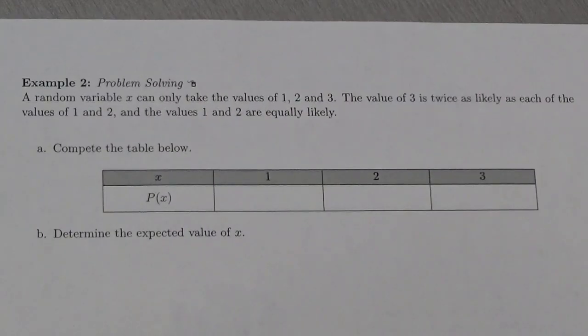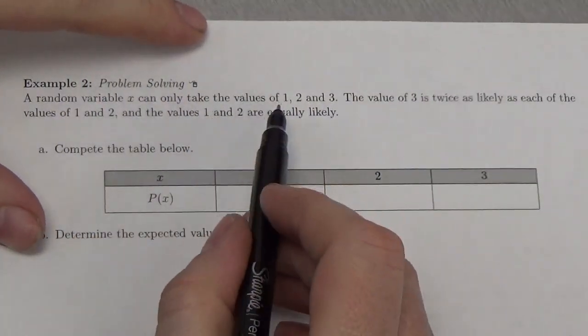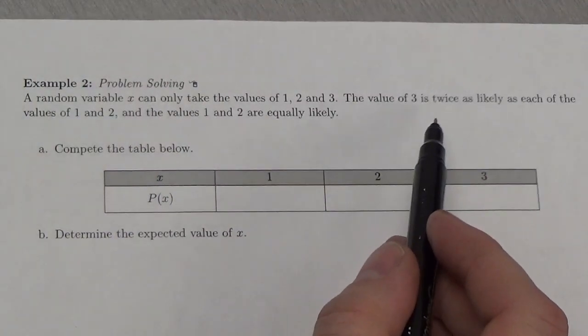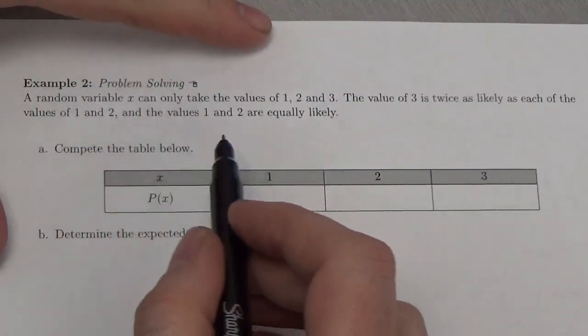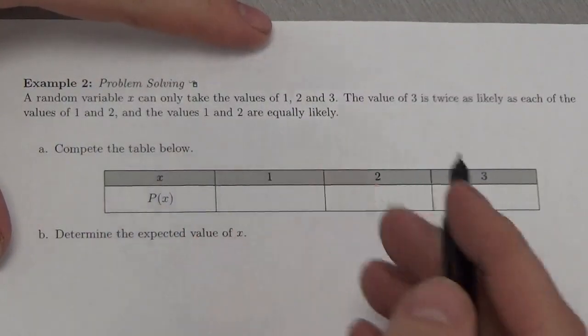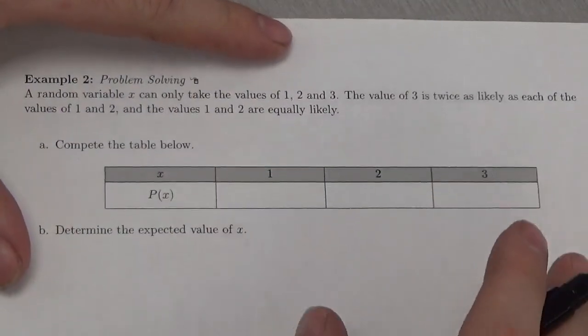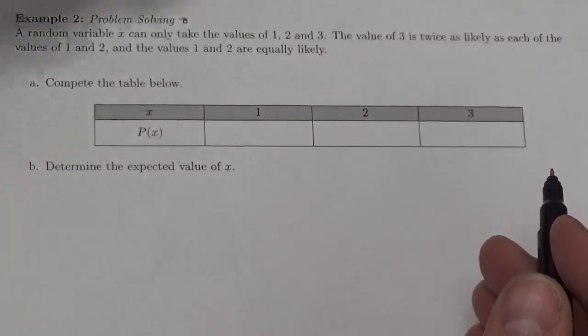Okay, let's take a look at one more question here. Since it's a random variable, it can only take on the values of 1, 2, and 3. Then we're told that the value of 3 is twice as likely as each of the values of 1 and 2, and the values of 1 and 2 are equally likely. So let's just get our heads wrapped around this.